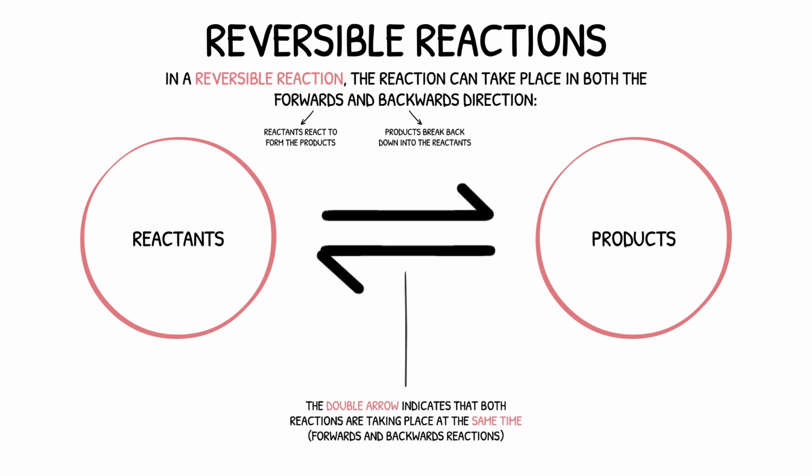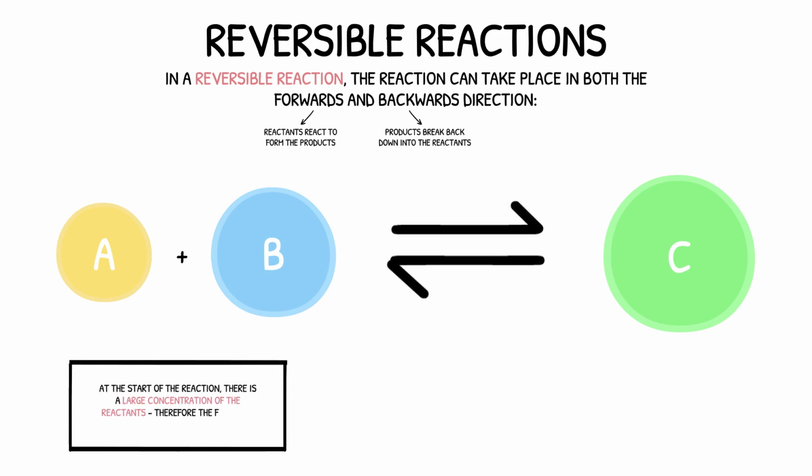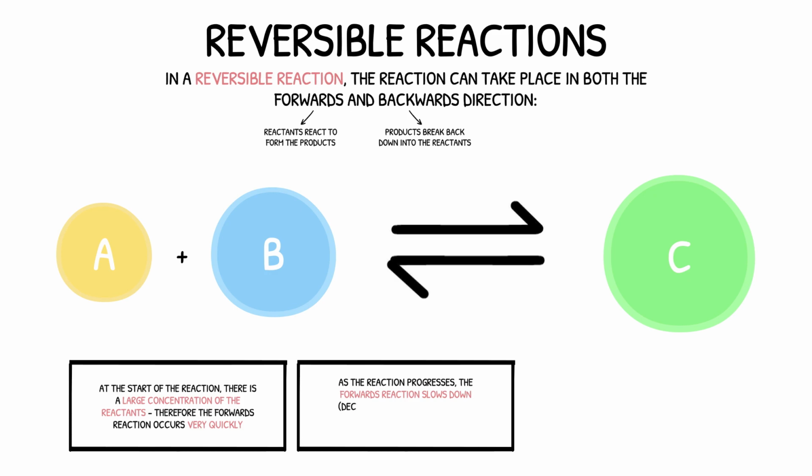Let's look at this concept in practice. In the forwards reaction, reactants A and B react to form product C. In the backwards reaction, product C breaks back down into reactants A and B. At the start of the reaction, there is a large concentration of reactants A and B, and so the forwards reaction occurs very quickly. As the reaction progresses, the concentration of reactants A and B decreases, and the concentration of product C increases. At this stage, we see a decrease in the speed of the forwards reaction and an increase in the speed of the backwards reaction.